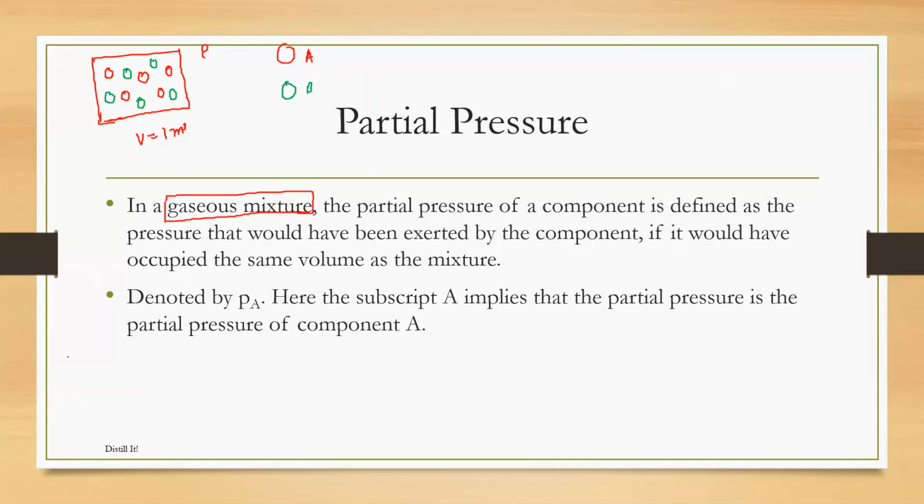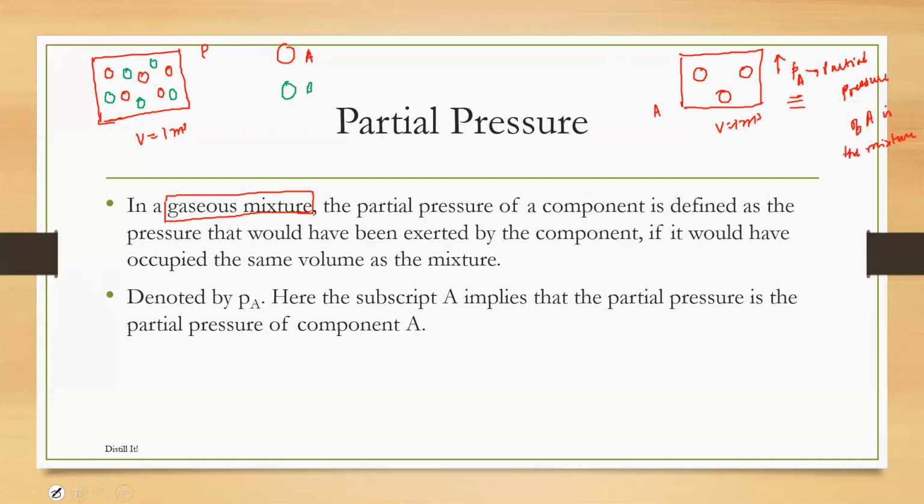Now let's say that we take another tank or another box of the same volume as the original box, 1 meter cube. And then we transfer all the A from this box to this box. Then whatever would be the pressure exerted by this gas A in this box, let's call it PA. That is going to be the partial pressure of A in the mixture, because we have taken gas A from this mixture.